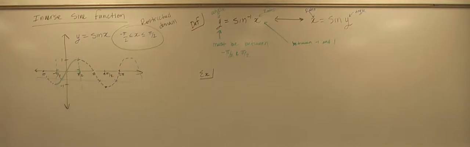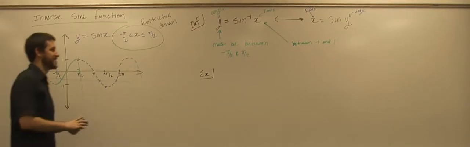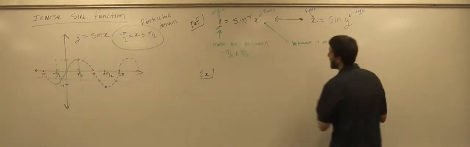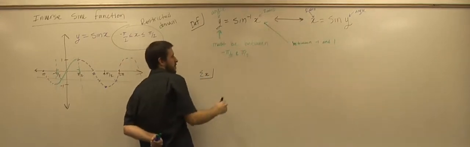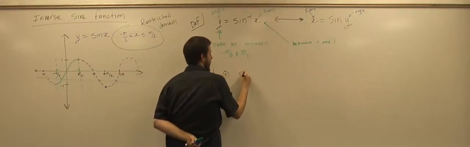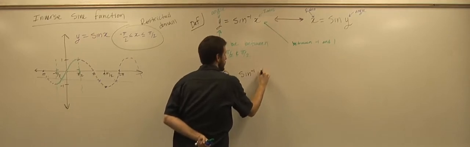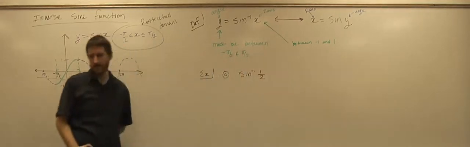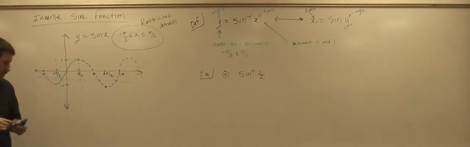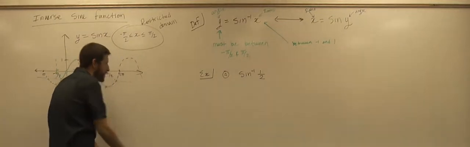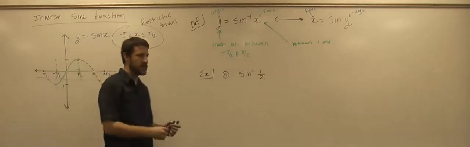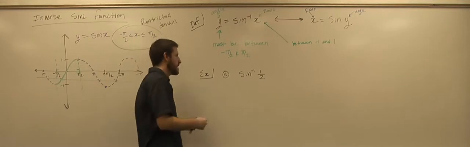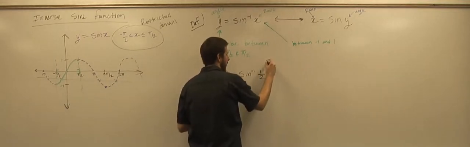So let me do a couple. You got to be careful with sine inverse. It's a dangerous situation. All right, so it says find the exact value of each expression. Sine inverse of positive 1/2. So to understand what this means, you got to break it down in terms of ratios and angles. This is saying I have a ratio of 1/2.